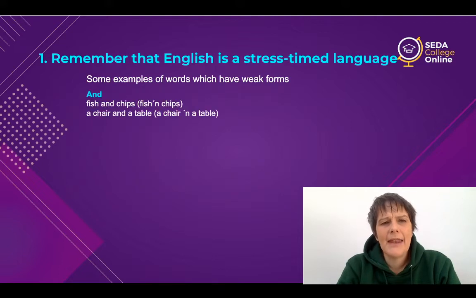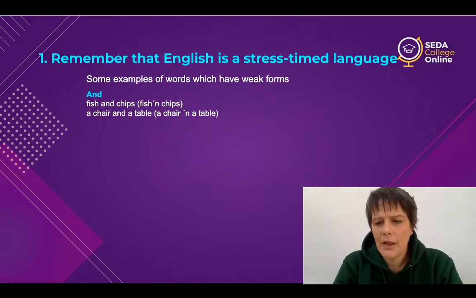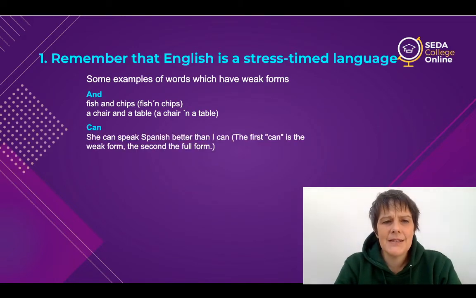So, for example, "and". We say fish 'n' chips, and it's often even written like that, fish 'n' chips. It's obviously "fish and chips", but fish 'n' chips is what we say. A chair 'n' a table, chair 'n' a table. We don't need to say "and".